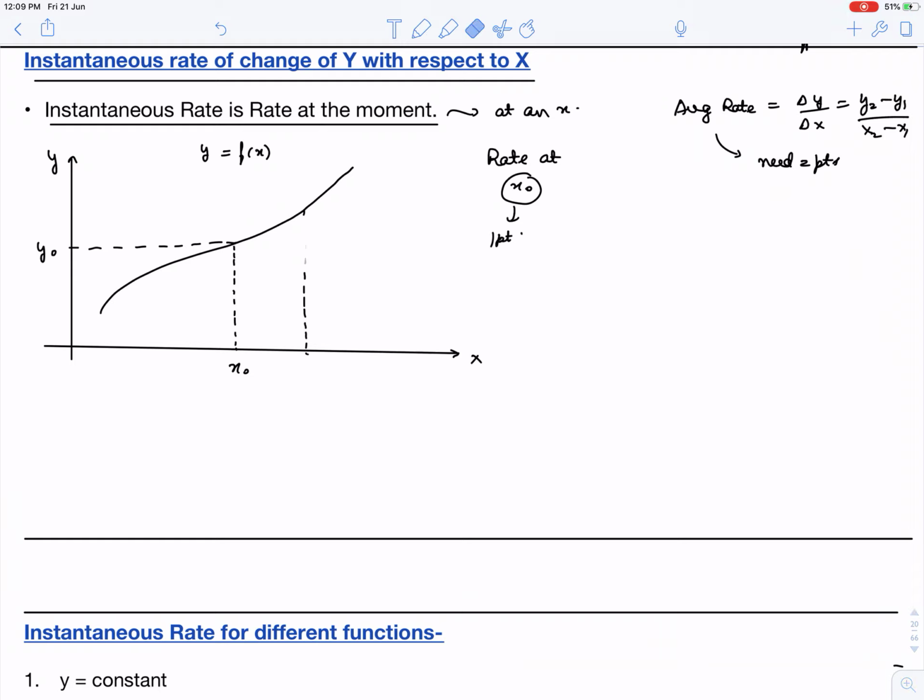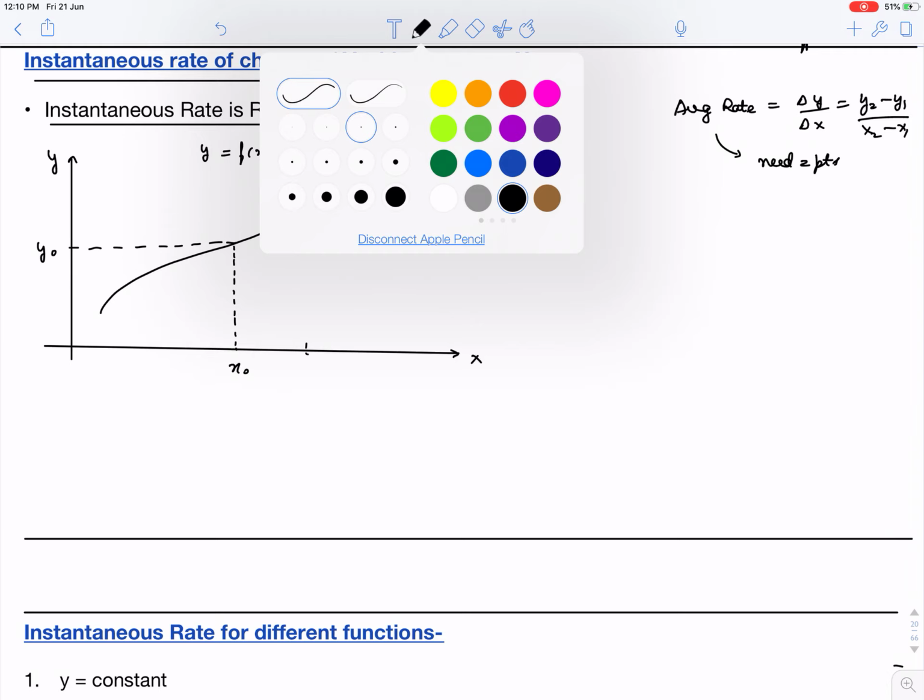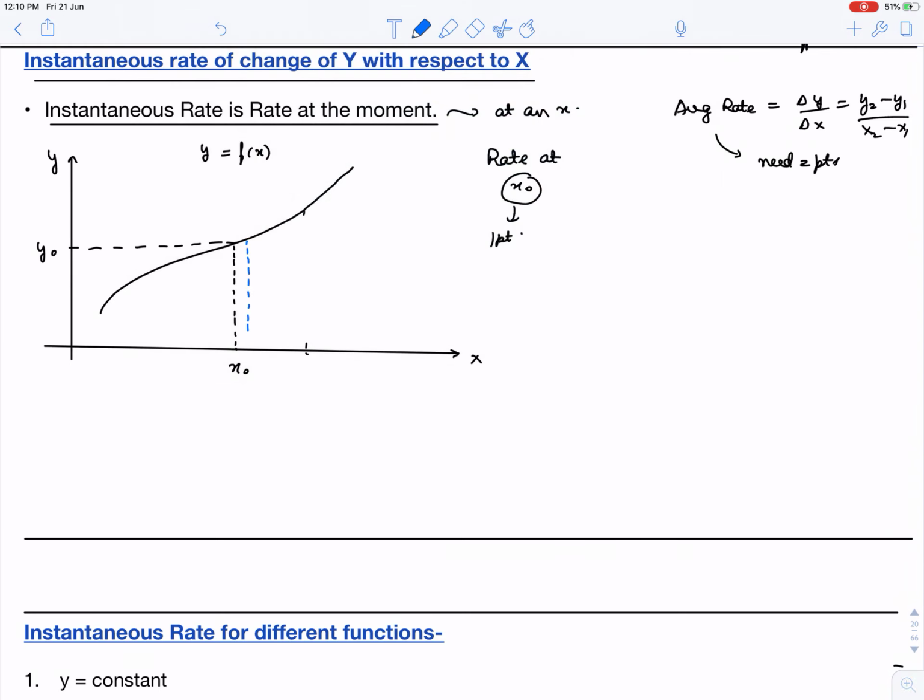So what I do over here is, instead of going in terms of instantaneous, I'll go in terms of average only, but the points chosen would be very close. Like one point would be x naught, the second point would be x naught plus dx, and if you bring a small change in x, naturally expect a small change in y. So the rate at x naught is now given by the average rate between x is equal to x naught and x is equal to x naught plus dx.